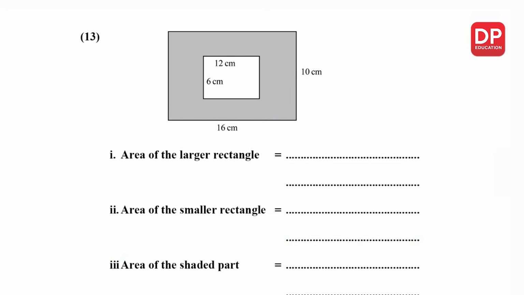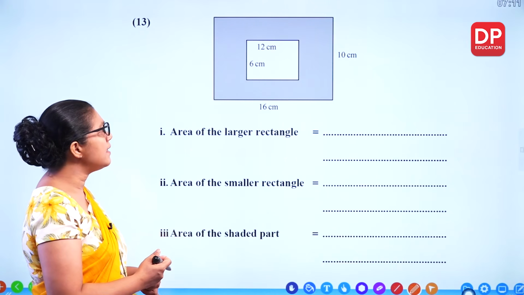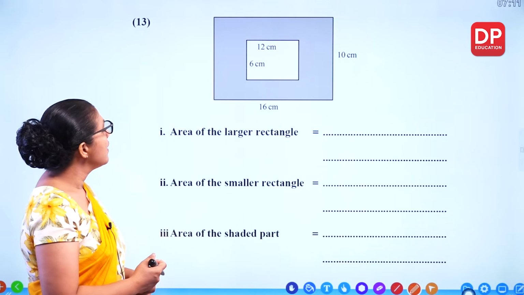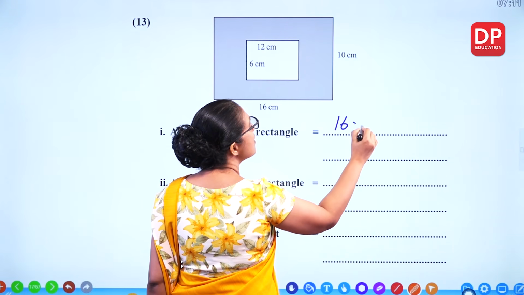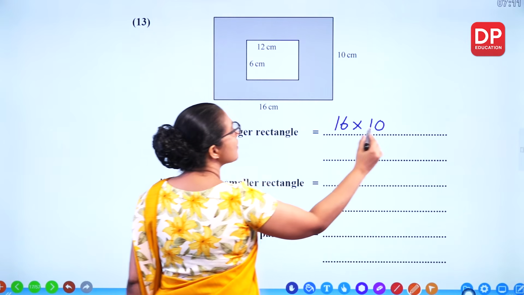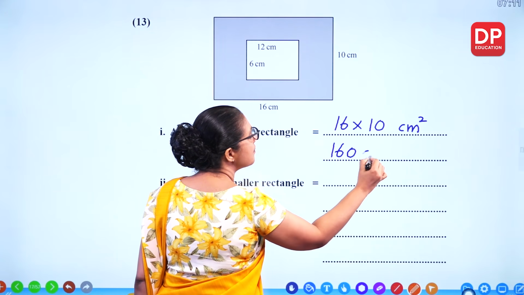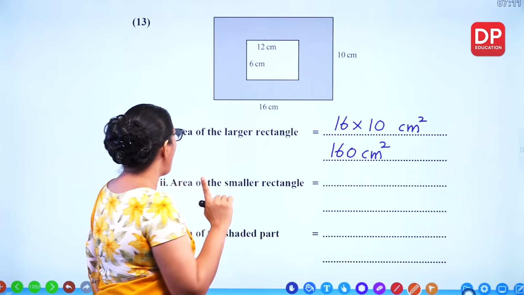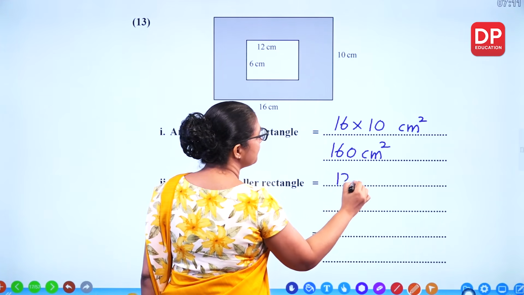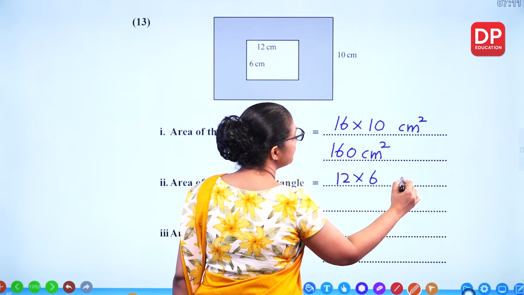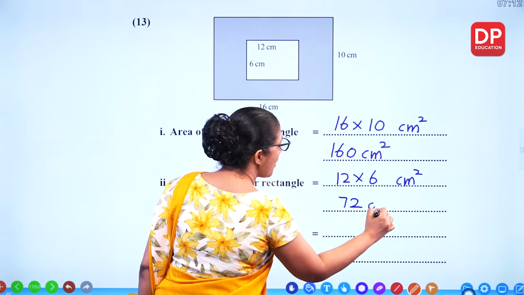Look at this one. You get two rectangles. So, first find the area of the bigger rectangle and subtract the area of the smaller one. Area of the larger rectangle: 16 is the length, breadth is 10. This is in square centimeters. 16 times 10 is 160. And what's the area of the smaller rectangle? 12 times 6, that's length and breadth. So what's 12 times 6? 72 square centimeters.